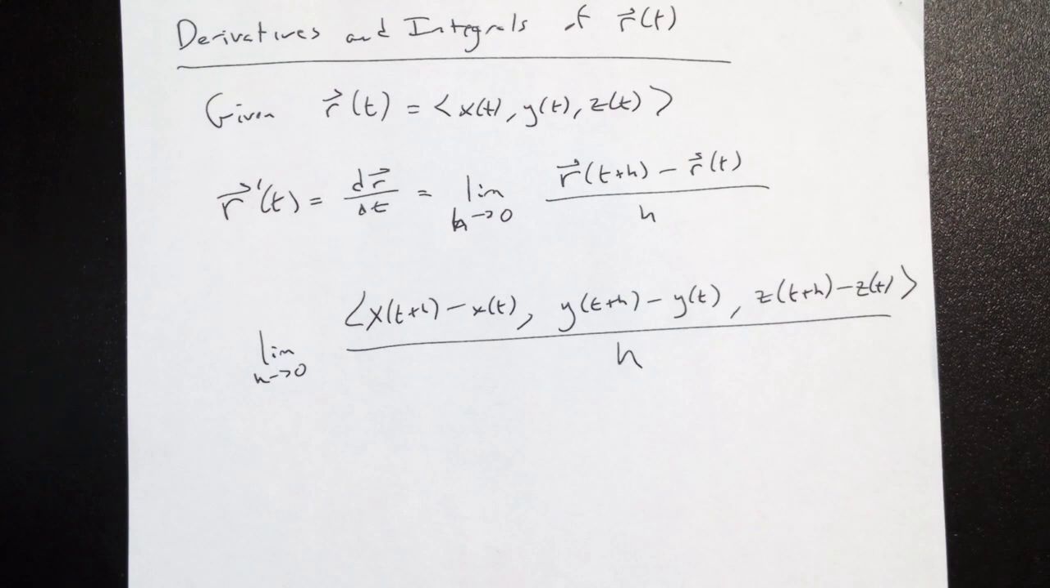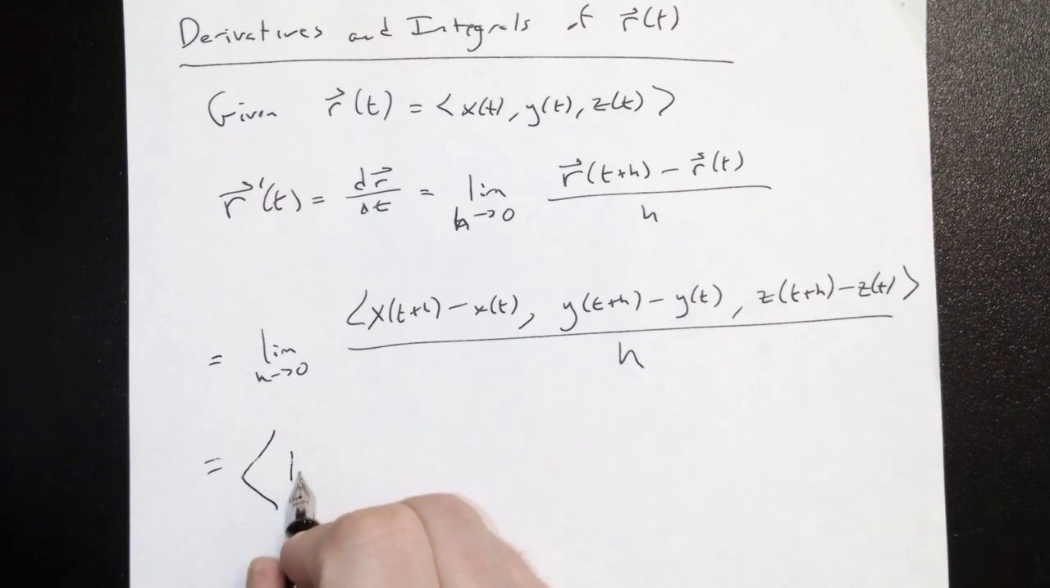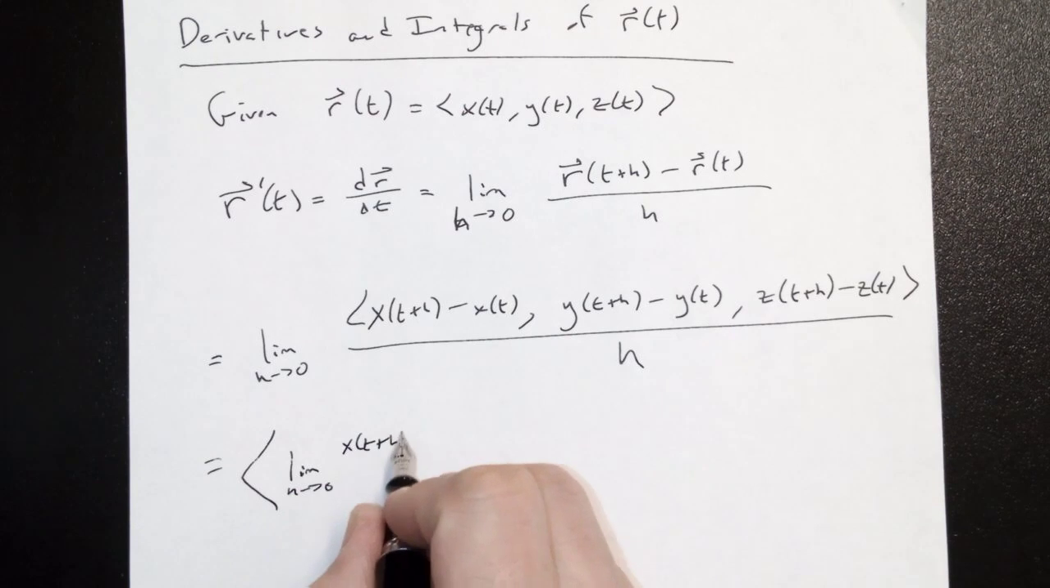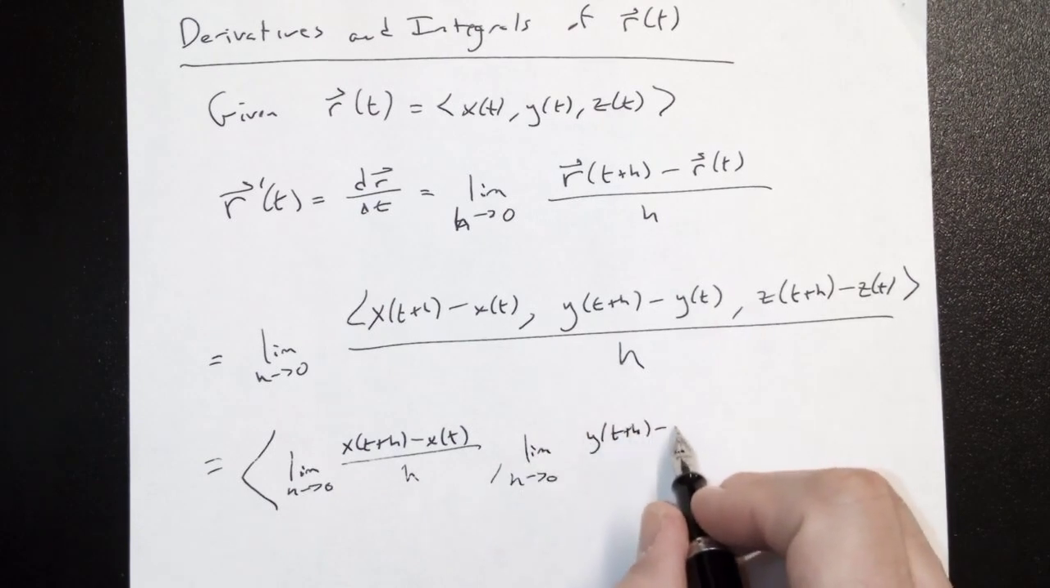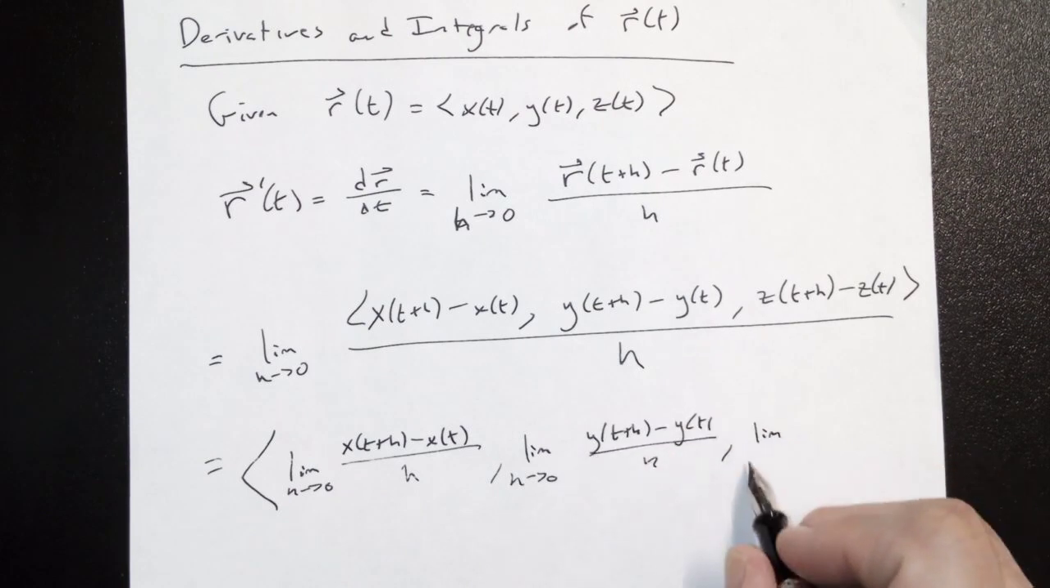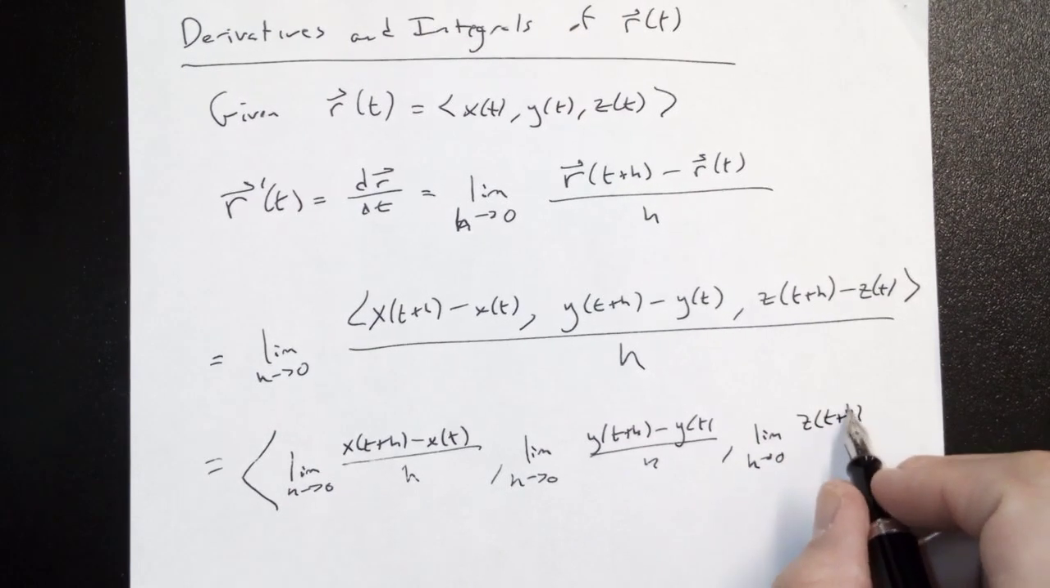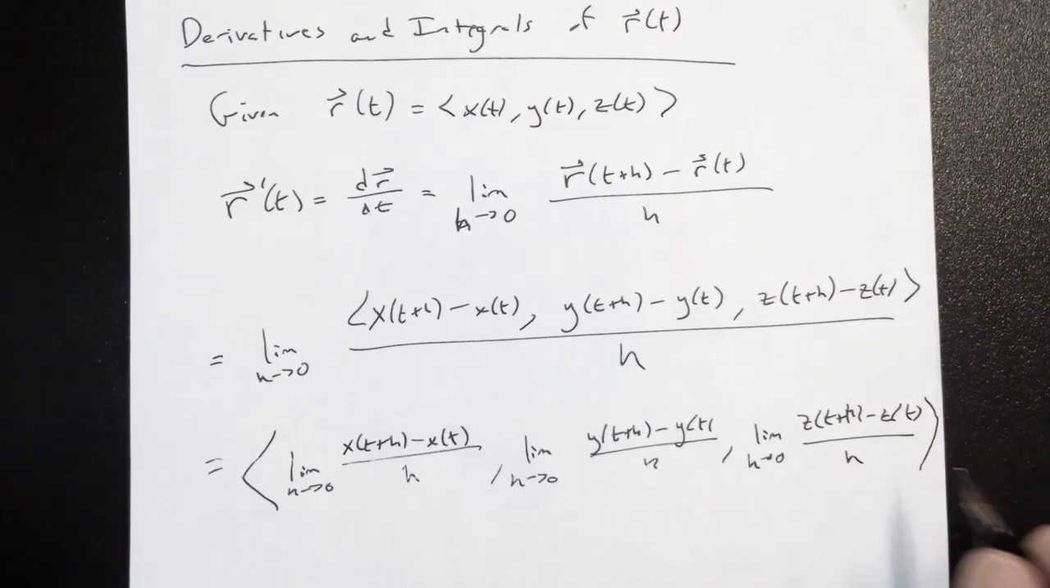But what we did on Monday tells me that when I take the limit of a vector, I really just take the limit of the components. So instead of having one limit outside, I have three limits inside. Which means that in each individual component, the limit expression we've written here is exactly the definition of derivative from Calc 1.